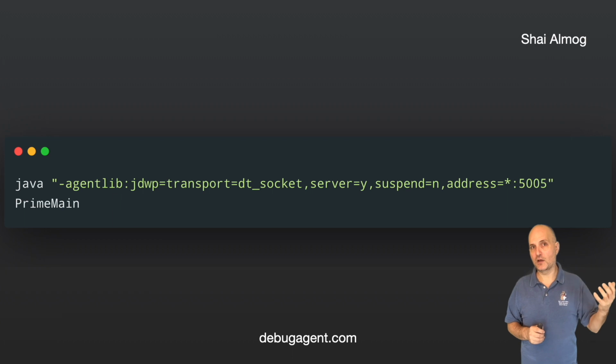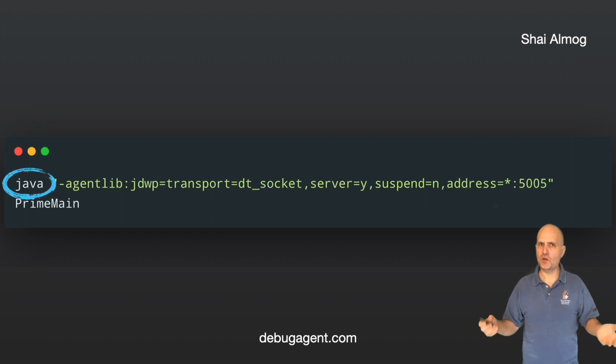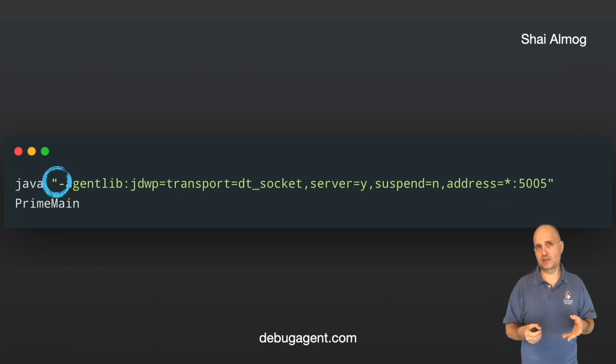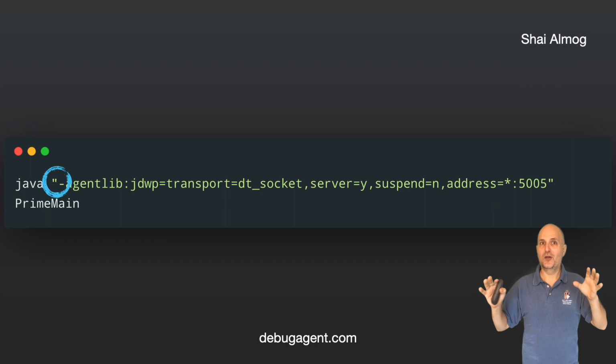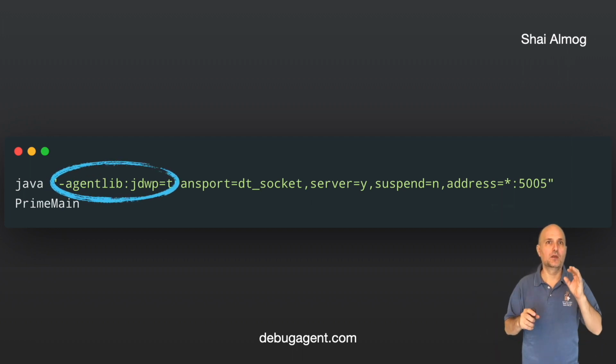Let's go over the command and break it down piece by piece to see that we understand it correctly. The first part is the launch of the Java command line. This is pretty obvious. We need quotes in bash since there's a star at the end of the line and bash wants to expand it. Without this quote, the command won't work properly.